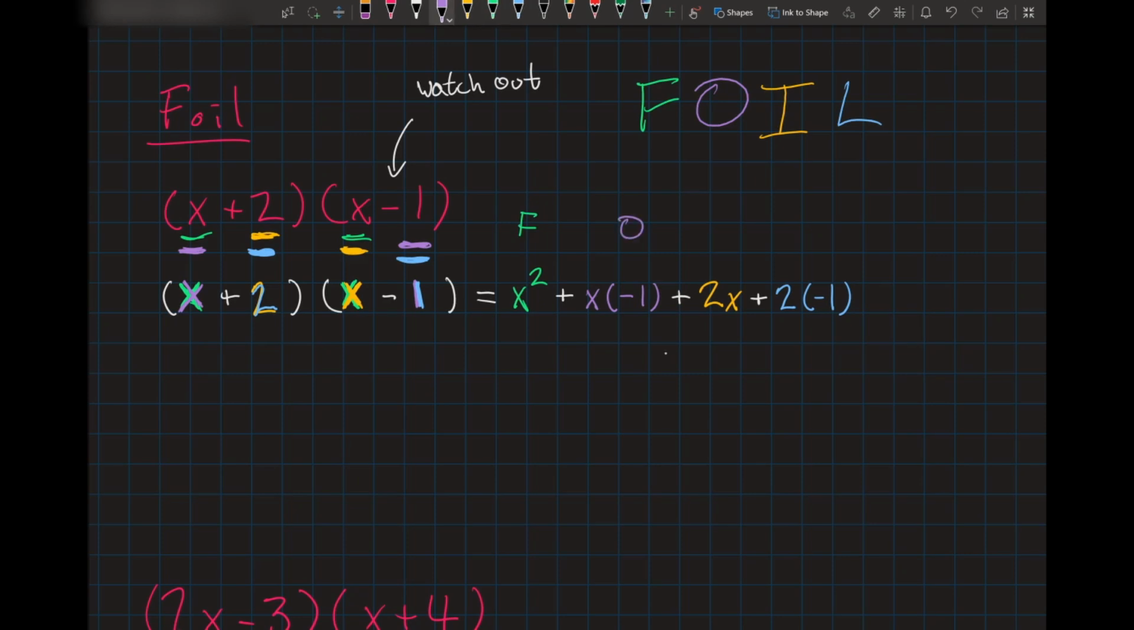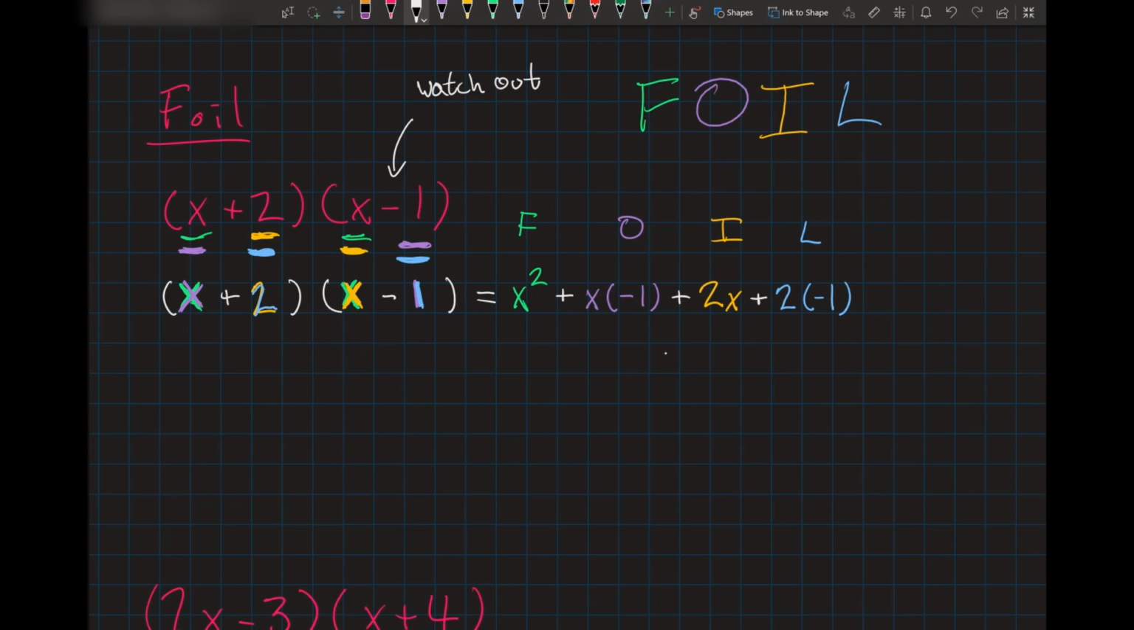This is our outer. This is our inner. And this is our last. So, FOIL. Now we can simplify this further.